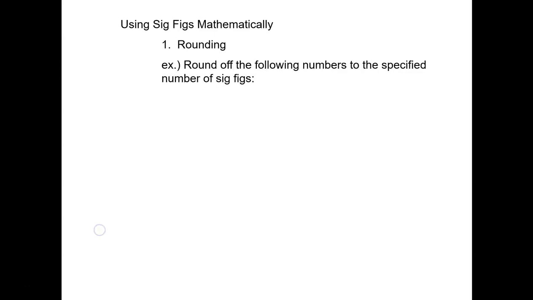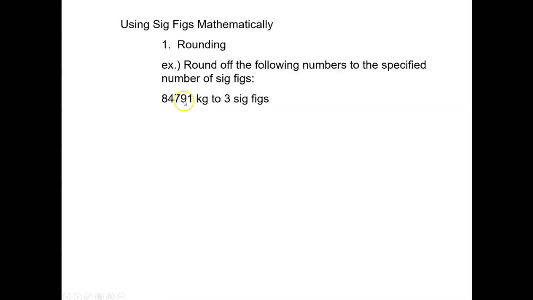So for instance, let's say that you were given a measurement of 84,791 kilograms. But you needed to round that off so it were only 3 significant figures. Now, how many significant figures are in it right now in its current form? Well, there's 5.